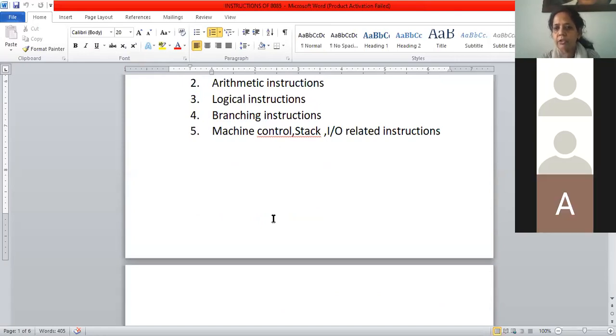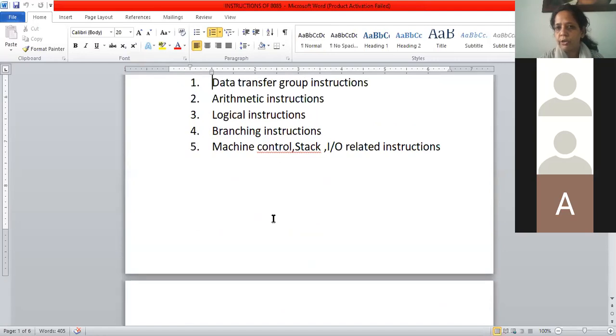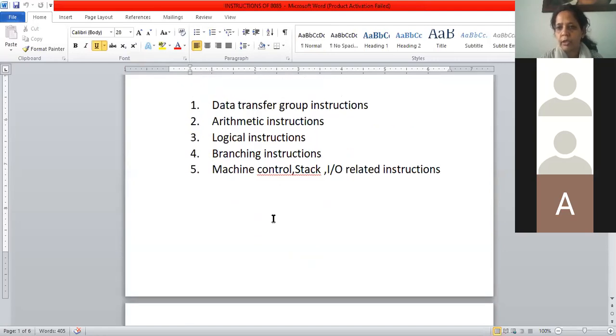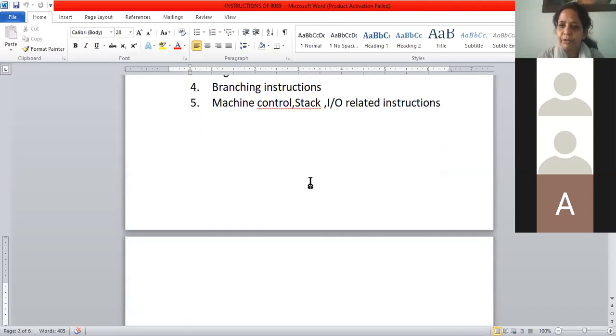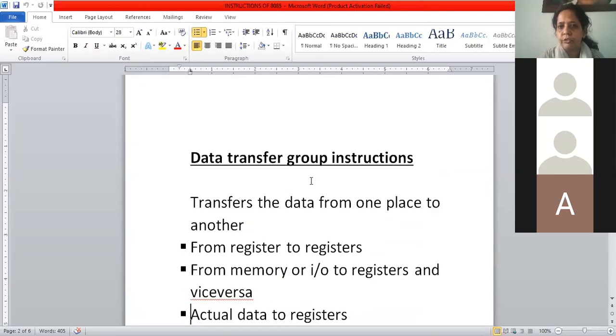Arithmetic instructions will do all the arithmetic operations. Logical instructions will do all the logical operations. Branching instructions will transfer the control from one place to another. And the data transfer group will transfer the data from one place to another. Machine control instructions are related to interrupts, or to stopping the program, or to the stack, which we haven't yet seen. What do you mean by the stack or IO devices? So these are the different groups of instructions.